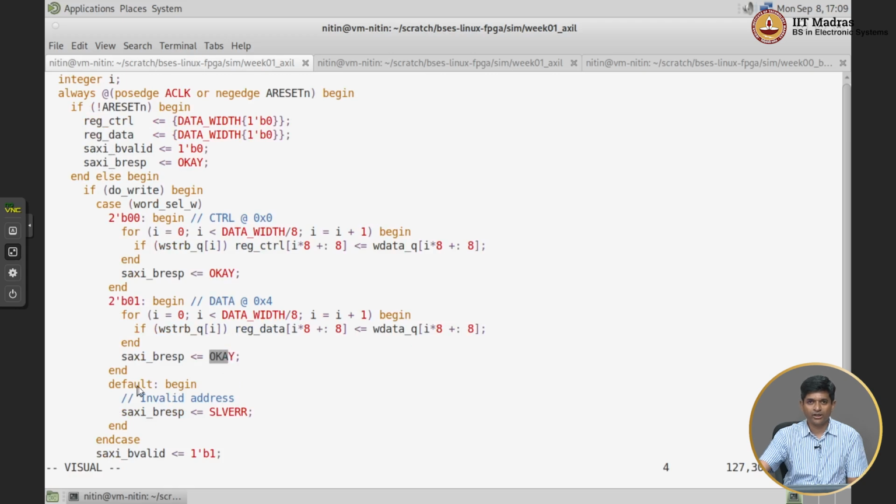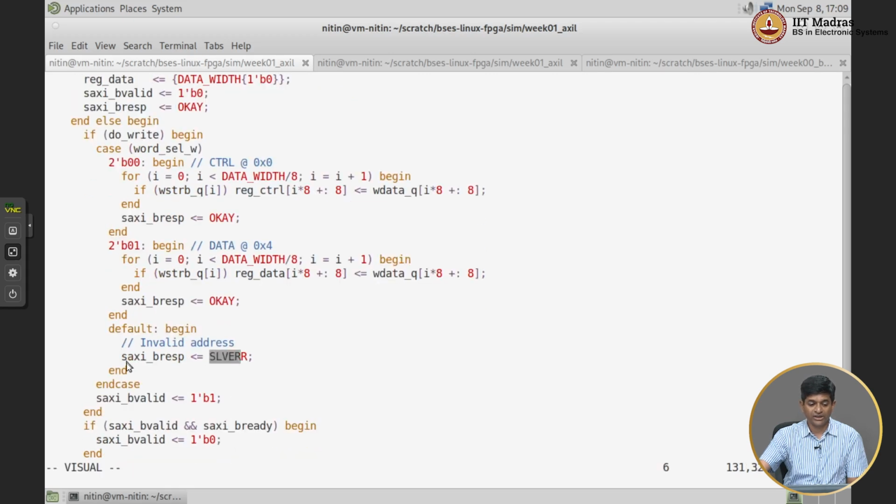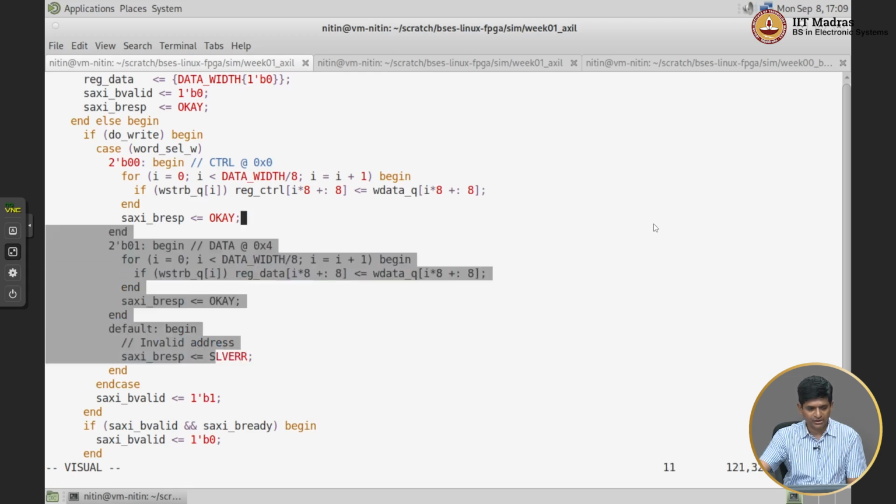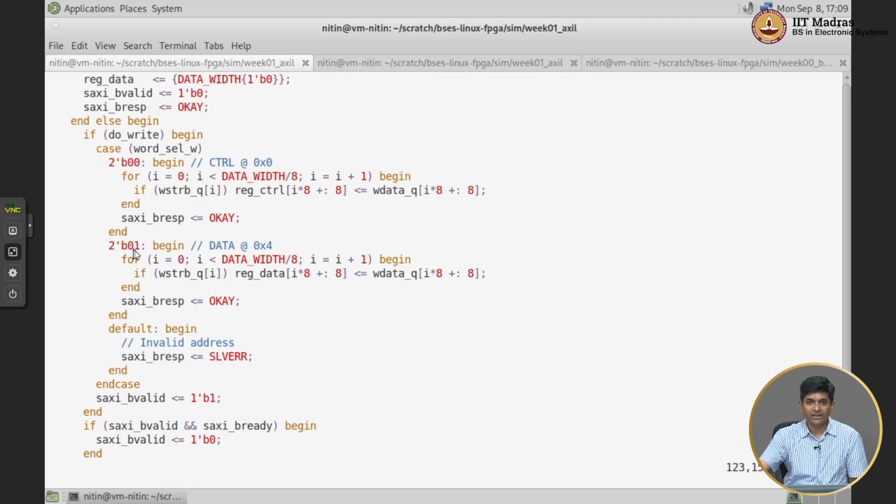I also have a default case statement which says it was an invalid address, and therefore make slave error equal to whatever the B response equal to slave error is, which is that 10 some pattern, whatever it was. So in other words, what are the valid addresses that I could have over here? I could have either 00 or 01, but if my address came in as 10 or 11, I would get back a slave error from my AXI bus, okay.